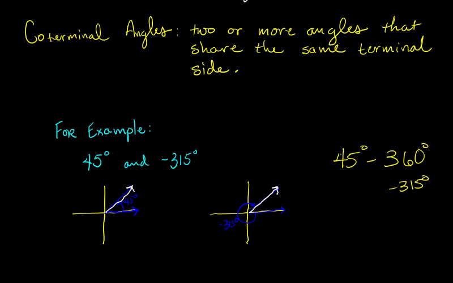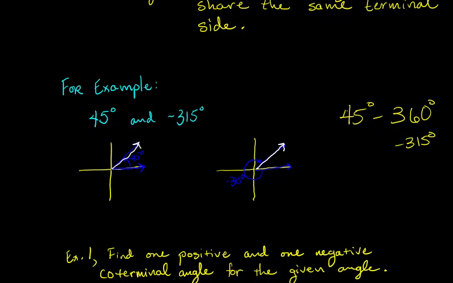There's one thing I want to make sure that we see. I didn't do 360 minus 45, because that would have been positive 315. I did 45 minus 360. So you always want to do the angle that you're given, plus or minus full revolutions.